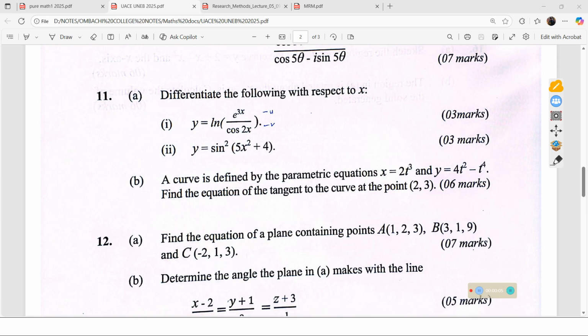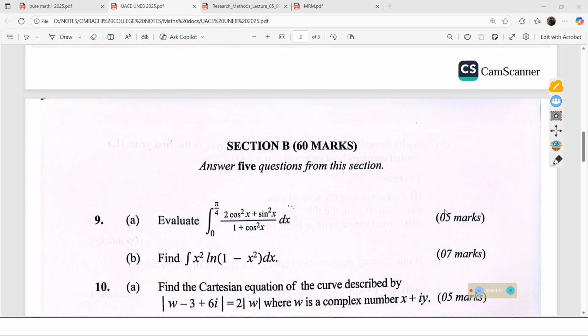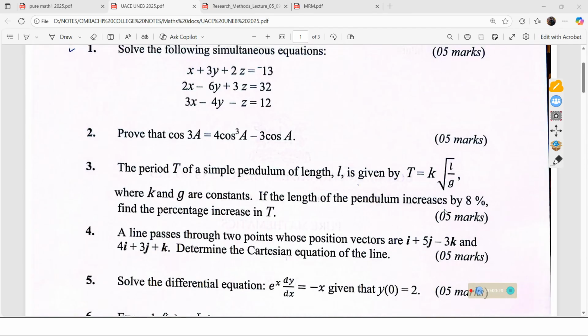In today's session, we shall be looking at question number 11 for UNEB 2025 Pure Mathematics. We have so far looked at the solutions to questions from 1 up to question number 10.